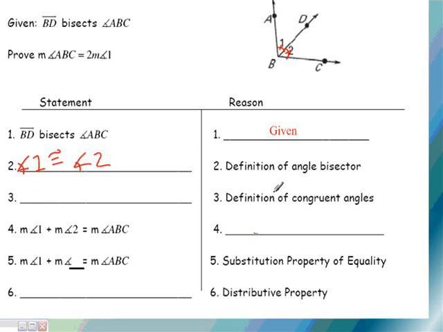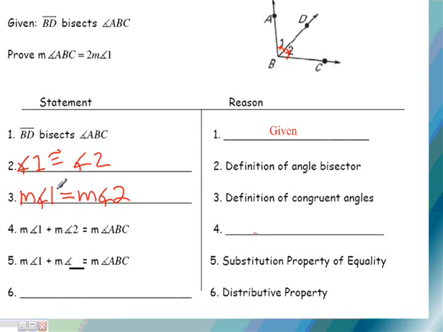And then this next step, definition of congruent angles. Well, what's the definition of congruent angles? It's that they have the same measure, right? Congruent angles have the same measure. So what it must want me to do is talk about the measures of these angles. Well, if angle 1 is congruent to angle 2, then the measure of angle 1 equals the measure of angle 2.